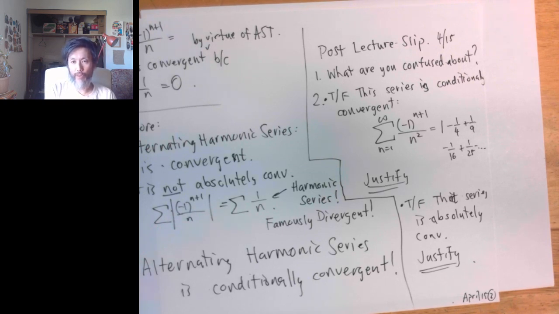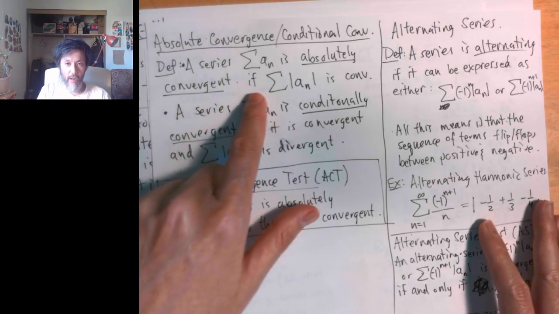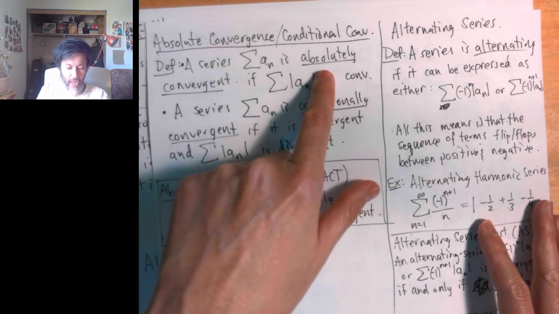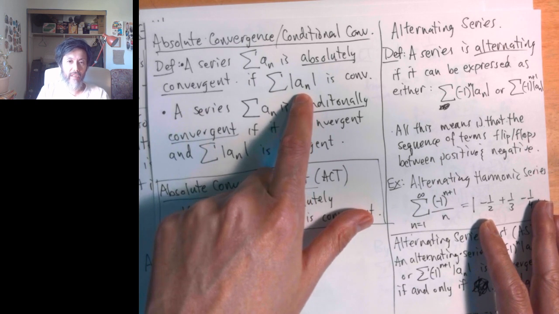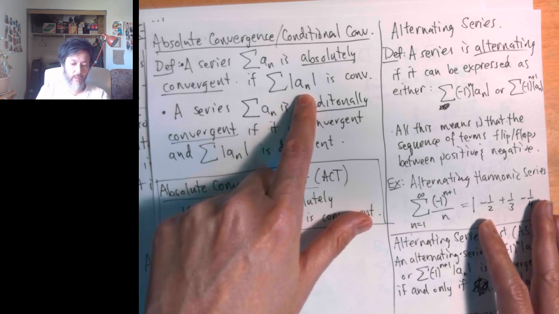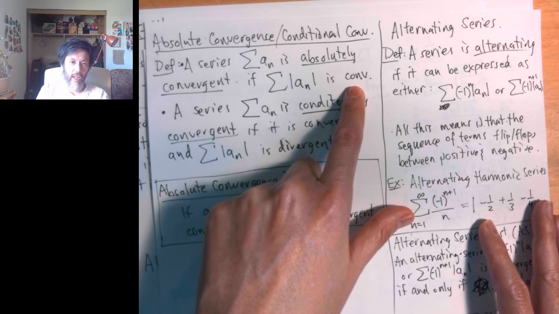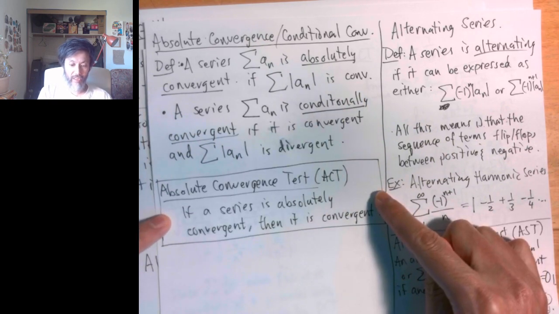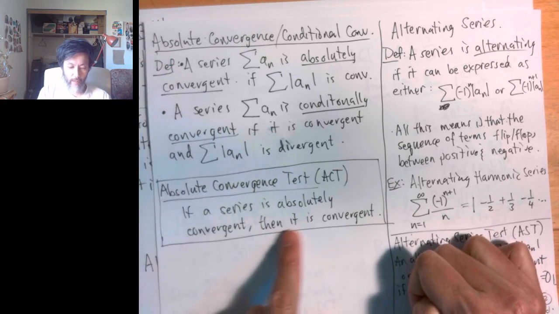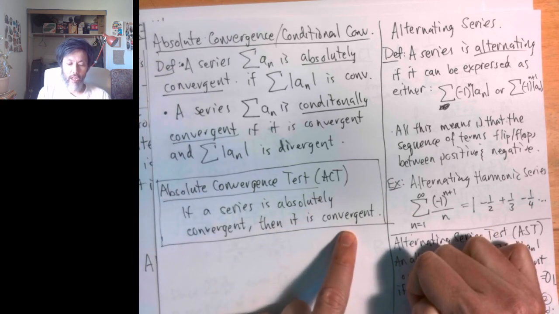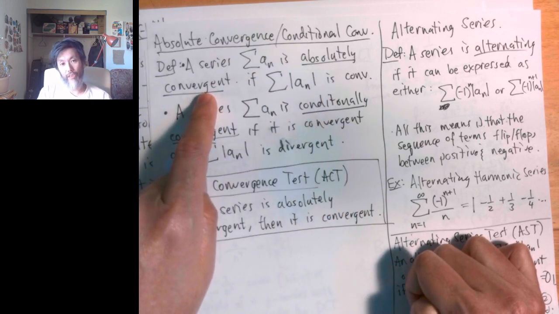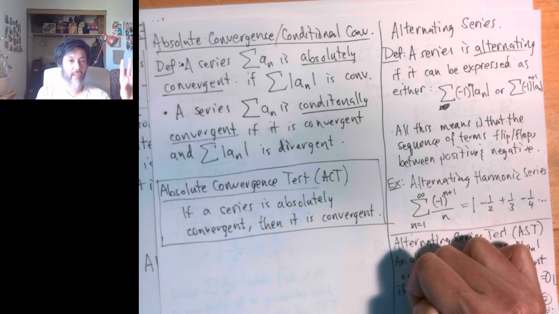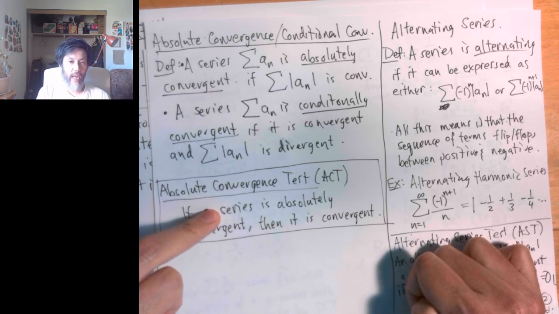Now, if it is absolutely convergent, it cannot be conditionally convergent, right? Because if you look back at the definition of absolute and conditional convergence, which we saw yesterday in our lecture: what does it mean for a series to be absolutely convergent? It means that the associated series, where you apply the absolute value bars to the sequence of terms, is a convergent series. And then we have the absolute convergence test, which says that if a series is absolutely convergent, then it must necessarily be convergent. So you cannot have an absolutely convergent series which is divergent. Such a thing is an impossibility as per the absolute convergence test.